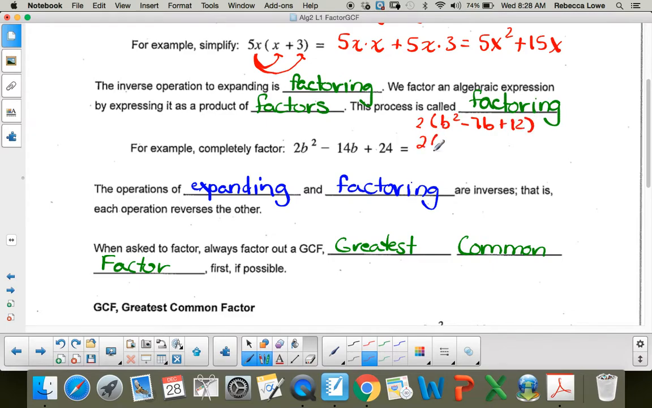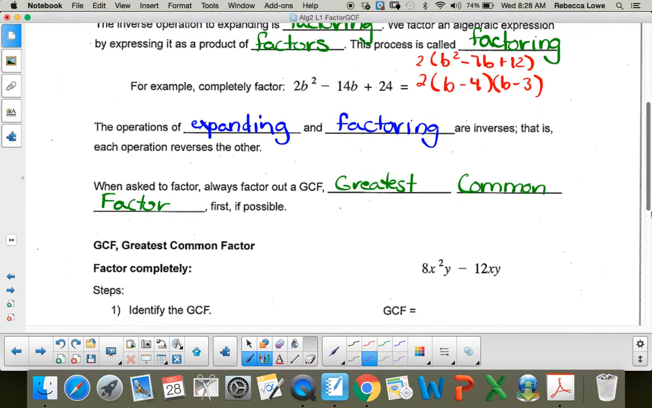Then later on, you're going to learn how to factor this quadratic. This would factor to (b minus 4) times (b minus 3). So complete factored form is 2 times (b minus 4) times (b minus 3), and those are the three factors of this expanded form. The operations of expanding and factoring are inverses. That is, they undo each other. So if we were to multiply this out, we would go right back to here. If we were to factor this, we would go right back to there.